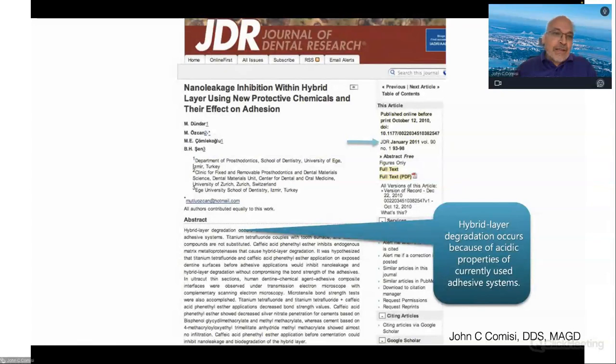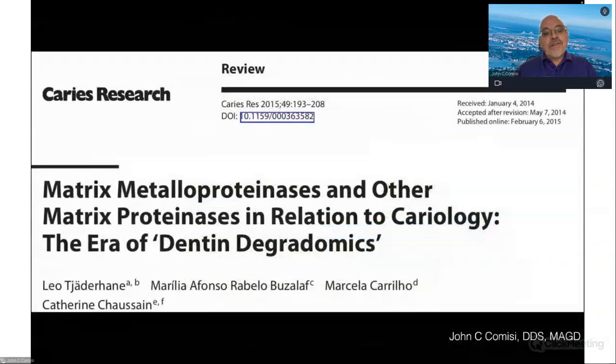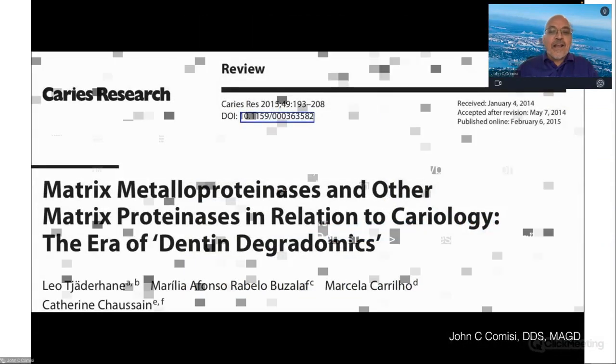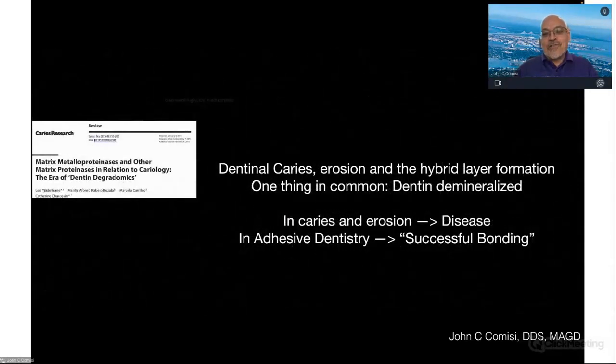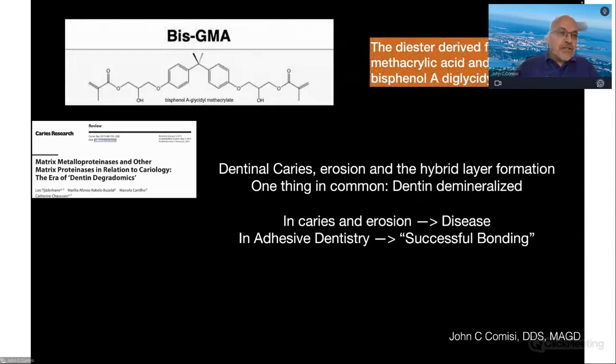And the hybrid layer degradation, as this article points out, is primarily because one of the most challenging things is the acidic nature of our materials. This article by Leo Teradine and group shows a really interesting process in that the dentinal caries erosion and hybrid layer formation have one thing in common: demineralized dentin, which is what we need to enable a bonding process to occur. So in a caries and an erosive process, that leads to disease, but in adhesive dentistry, it theoretically leads to successful bonding. But unfortunately, our BisGMAs and our materials are all derived from methacrylic acid and bisphenol A. So these acidic materials are constantly challenging the process.